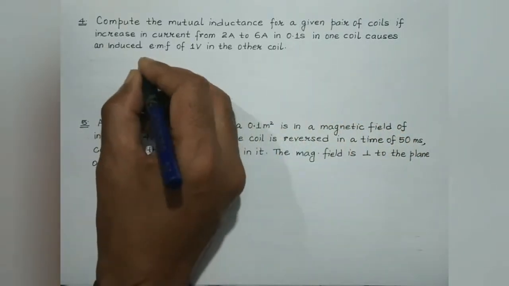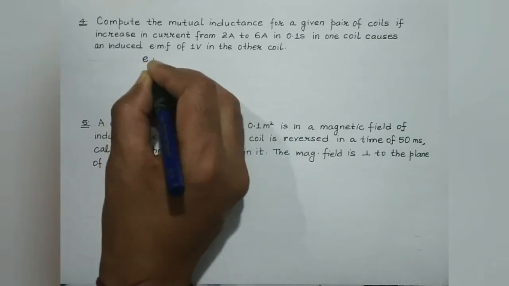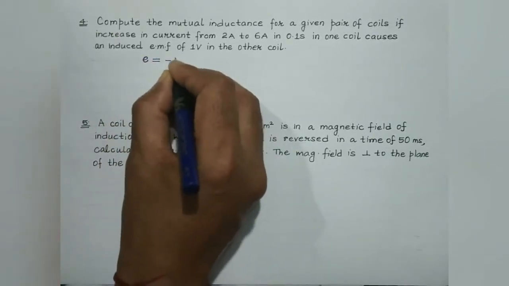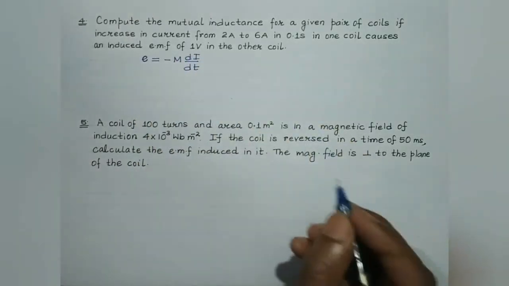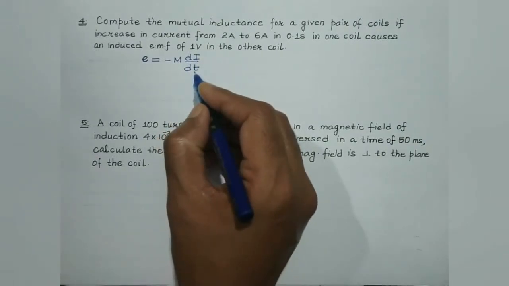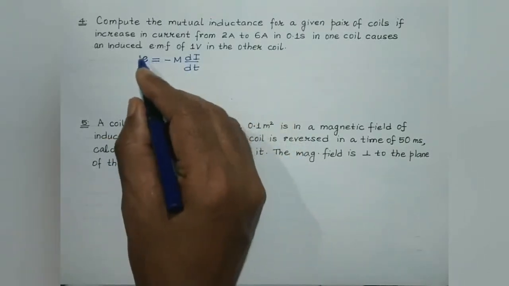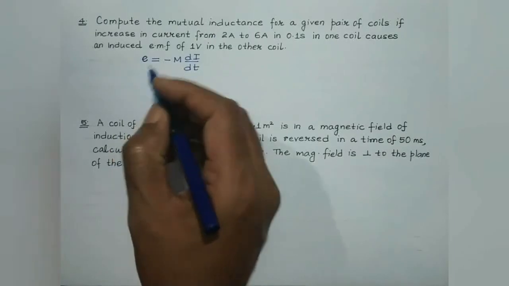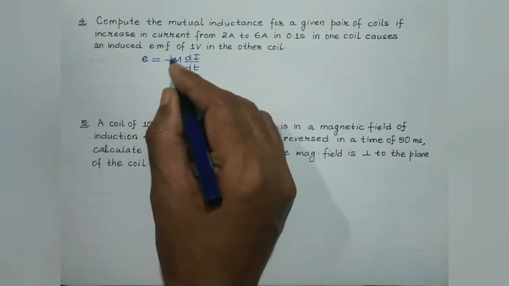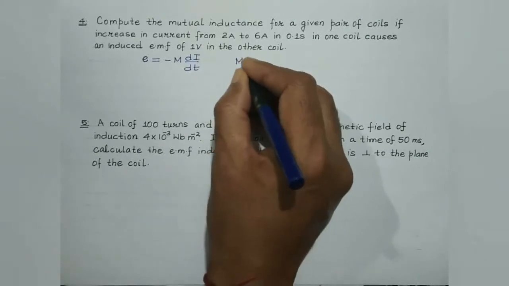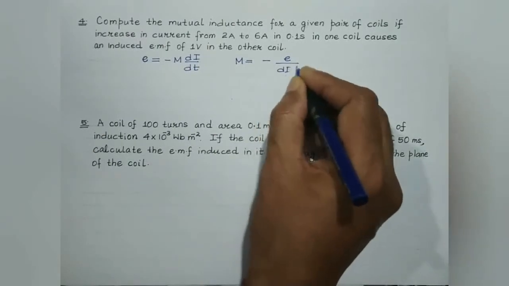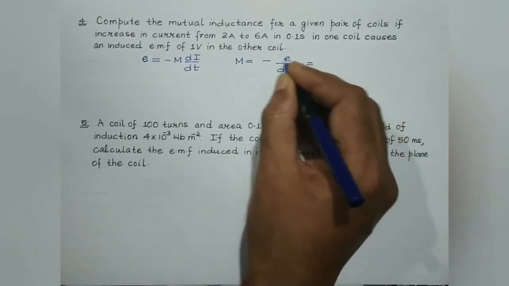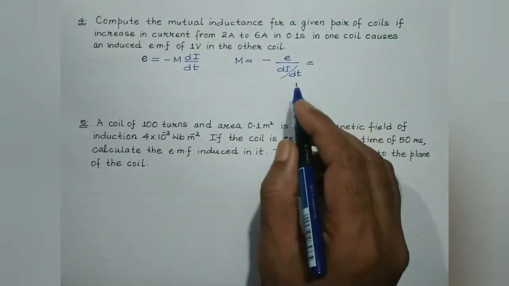So in the case of mutual inductance, we know that the induced EMF is given by minus M di by dt. Isn't it? This is the formula to be used. Di by dt represents the time rate change in the current in the primary coil, and E is the EMF induced in the secondary coil, that is in the neighboring coil. So here we are supposed to find out the value of the mutual inductance. So M will be equal to minus E divided by di by dt. Am I clear? The negative sign obviously suggests the opposing nature of the induced EMF.